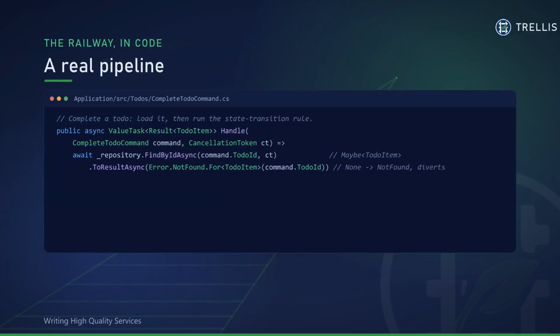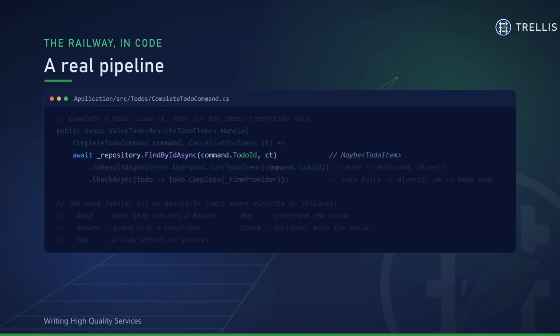Here's a real handler. To complete a to-do, we load it by ID. That gives a maybe because it might not exist. ToResultAsync turns an absent record into a not found failure, diverting to the failure track. If the to-do was found, CheckAsync runs the completion rule, the state machine transition, which itself returns a result. If that rule fails, we divert again, and if it succeeds, Check hands the to-do back unchanged.